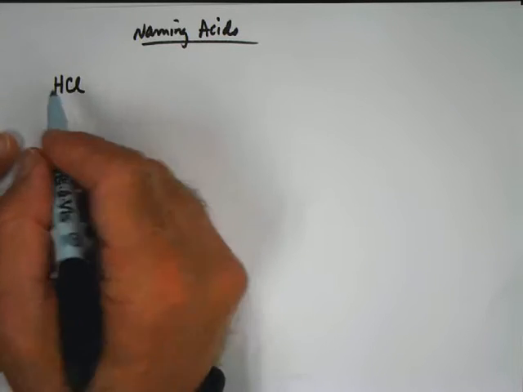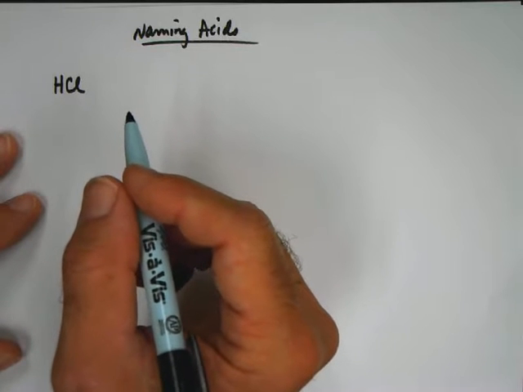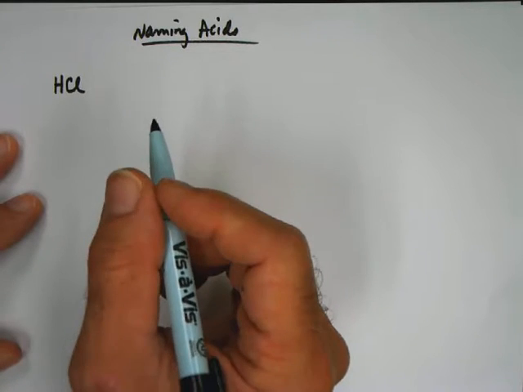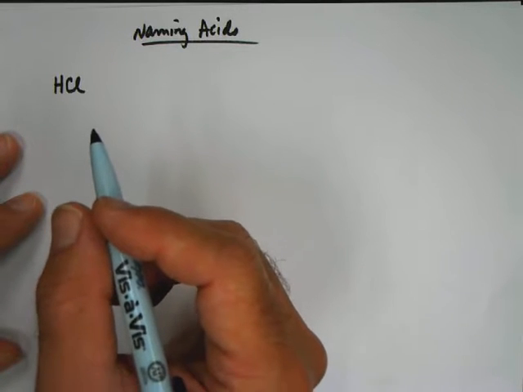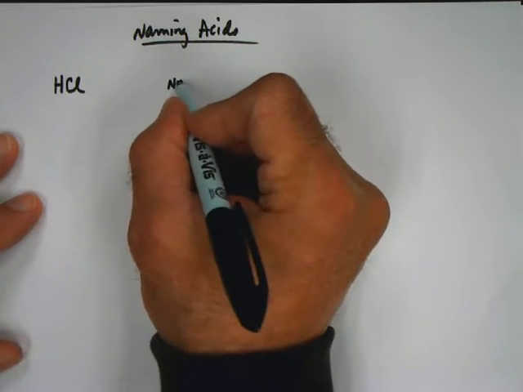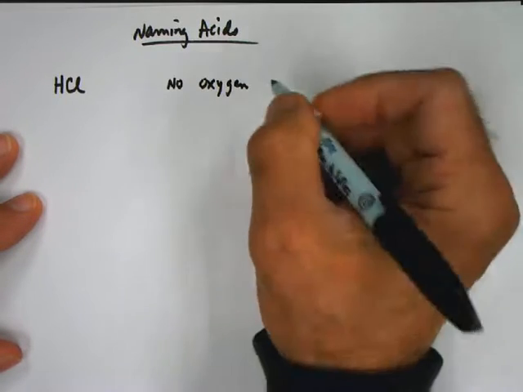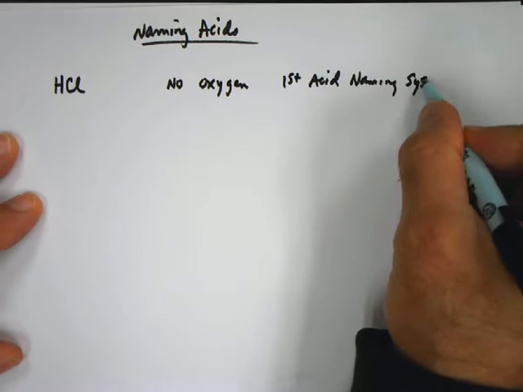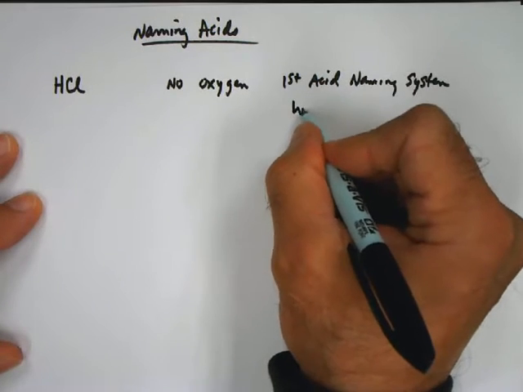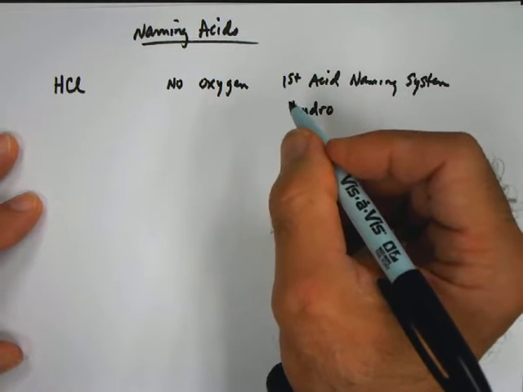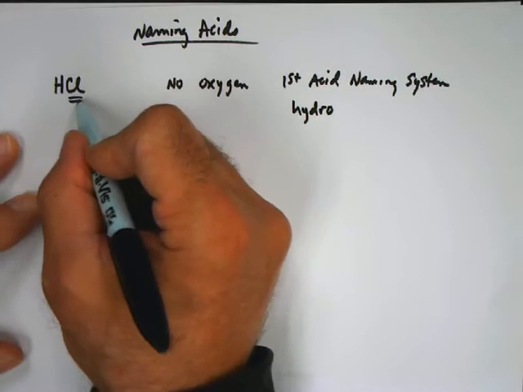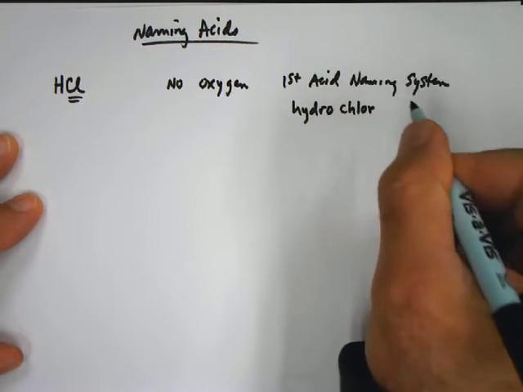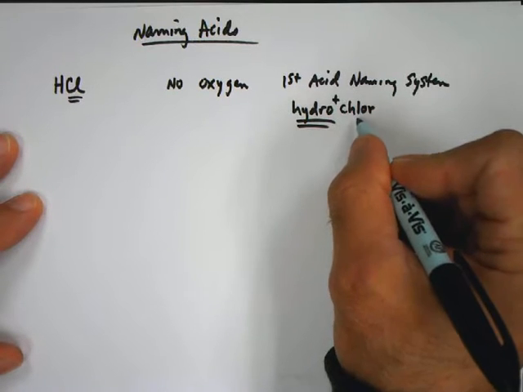So how do we do this? Well, since we know that there's no oxygen in this one, we use the first acid naming system. And that is, you put the word hydro as your first term, and then you put the root or the first part of the second term, which would be chlor, hydro plus chlor, and then you put ic after it, so hydrochloric, and then you write the word acid. So this would be hydrochloric acid.